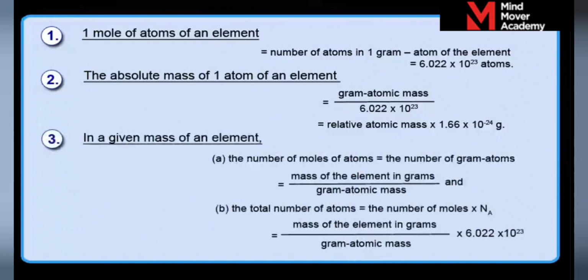Third, in a given mass of an element A, the number of moles of atoms is equal to the number of gram atoms, which is equal to mass of the element in grams divided by gram atomic mass. B, total number of atoms is equal to the number of moles into NA, which is equal to mass of the element in grams divided by gram atomic mass into 6.022 into 10 to the power 23.